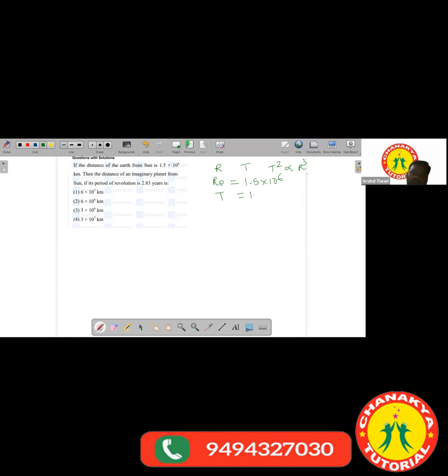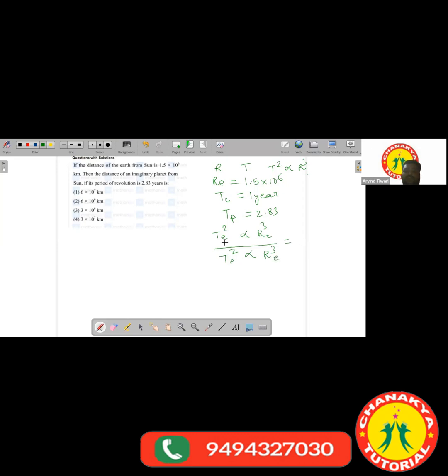1 year. Yes, it's 1 year, and we can use the concept. This we have got for the planet. Time is given. So this is for Earth, and time for planet is given as 2.83. So you can put the concepts here. Put here T for Earth, T square for Earth, proportional to R cube of Earth, and divided by T square for planet, proportional to R cube of the planet.